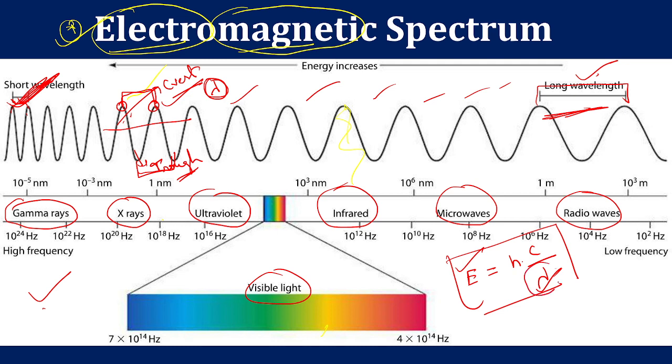So if the wavelength has been increased, what about the energy level? Anyone? If the lambda has been increased, what about the energy level? Both are inversely proportional. So if the lambda is increased, the energy level will be decreased. So for radio waves, the energy is very less, but for gamma rays, the energy is very high.